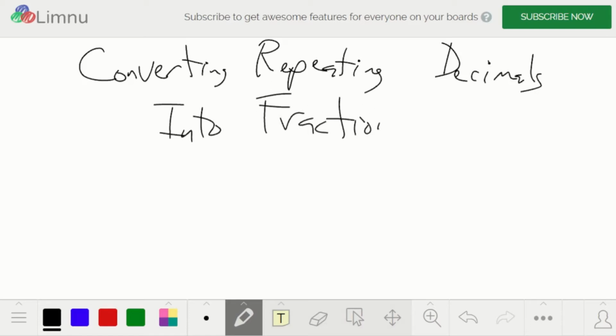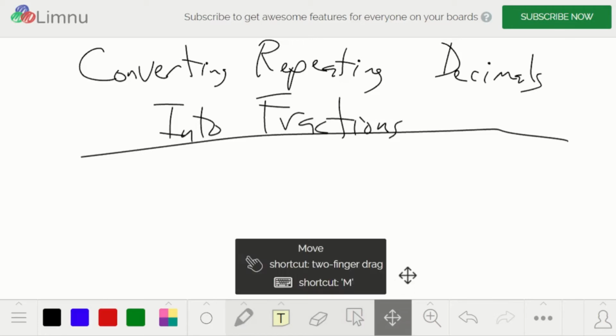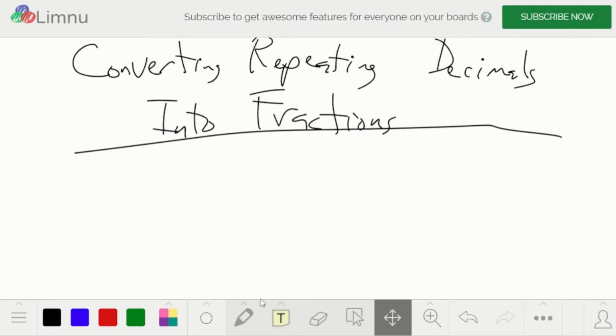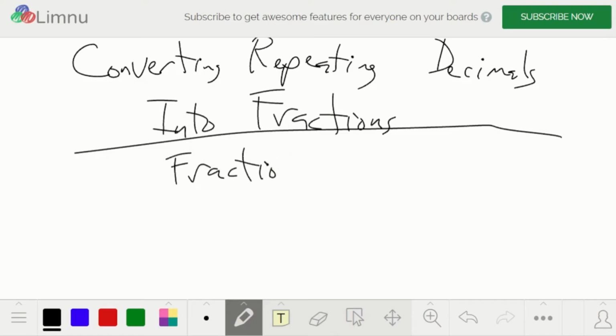Alright, so in our first two parts, we dealt with the conversions of terminating decimals and also with the conversions of fractions that repeat immediately. Now we're going to look at the fractions for decimals that do not repeat immediately.